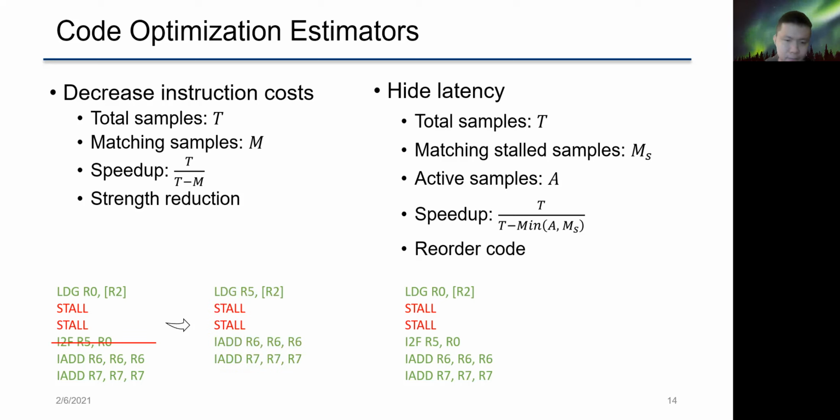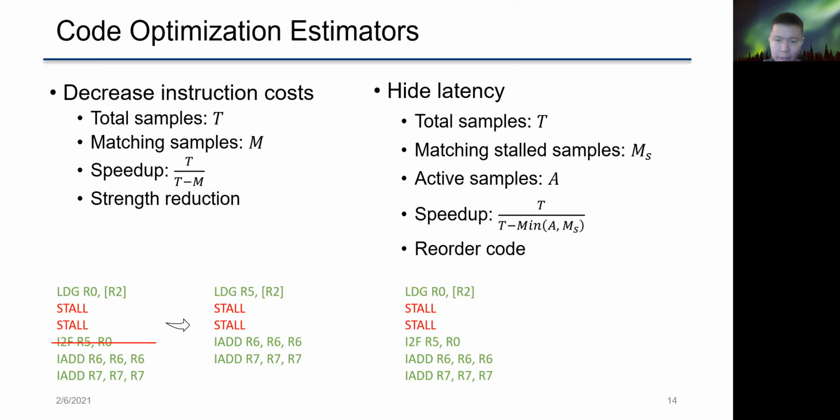Then essentially the speed up we gain is by eliminating this instruction. Then for the latency hiding optimizations, beyond considering total number of samples and active samples, we also need to consider the matched store samples, denoted as M subscript S. Then the speed up is bounded by both the active samples and matched store samples.